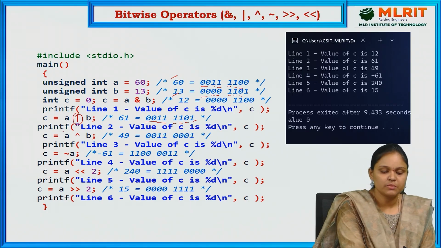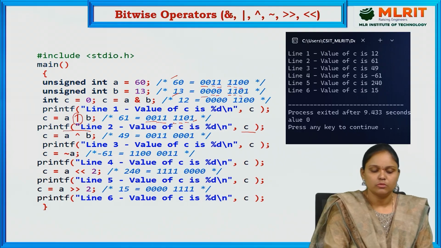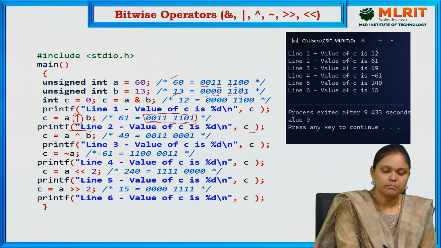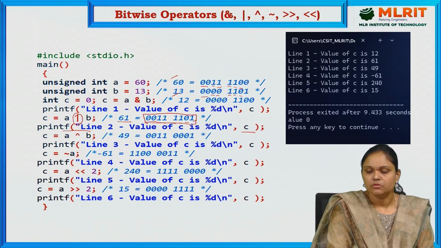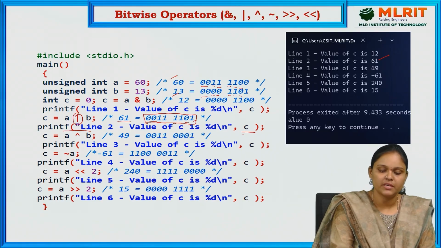And by using this printf statement, we are printing the C value. After converting this binary number to a decimal number, we get the value 61. So the value 61 will be printed on the output screen by using this printf statement.